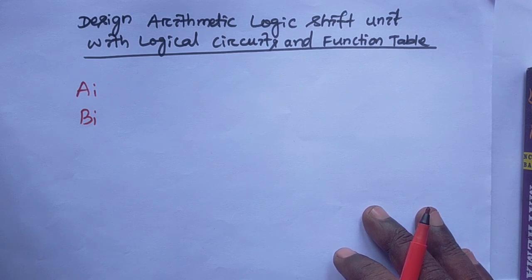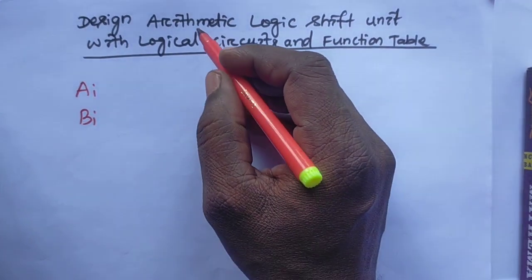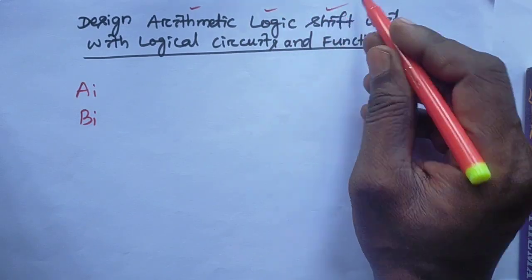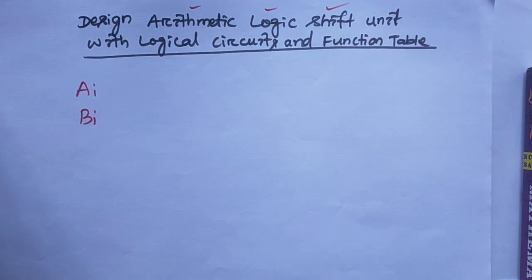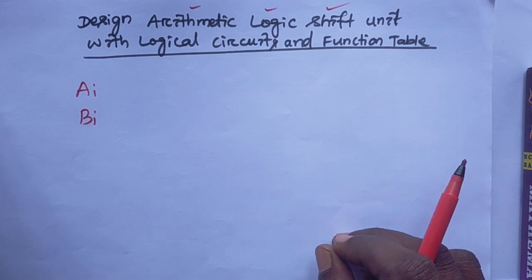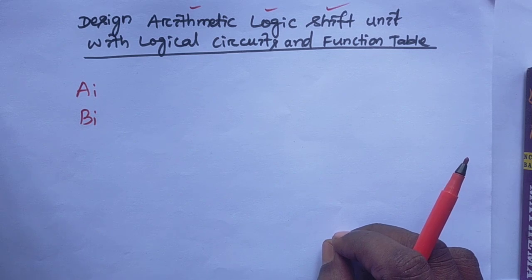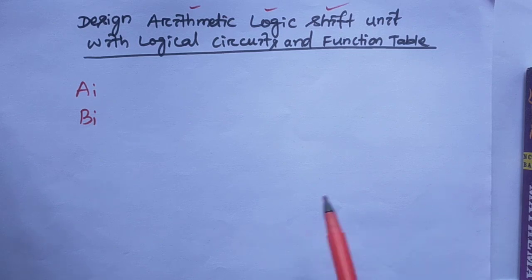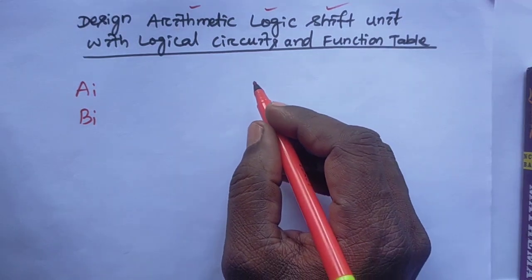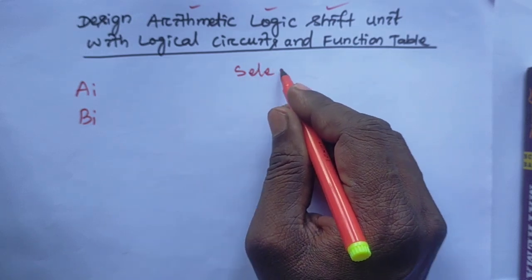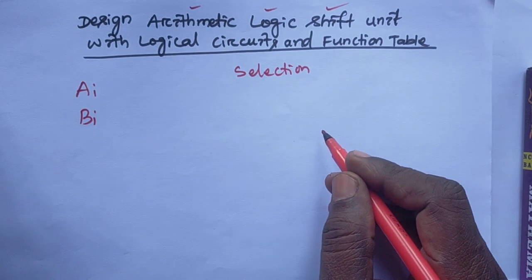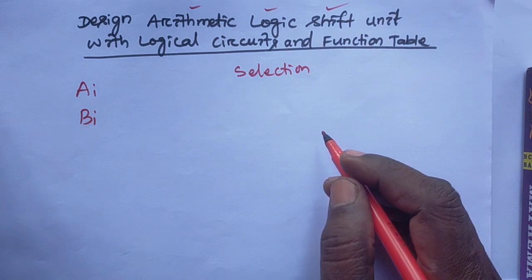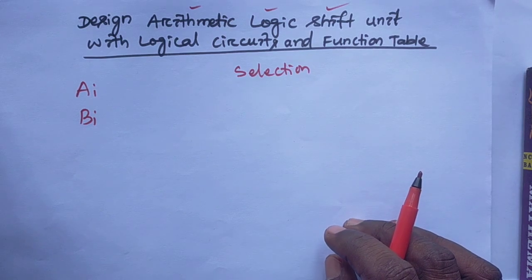Since it has three components, one for arithmetic, another for logic, another for shift. Two components will be defined for arithmetic or logic, and which component will activate is decided by a selection variable. We will consider certain selection variables like S0, S1, defined for these two components.